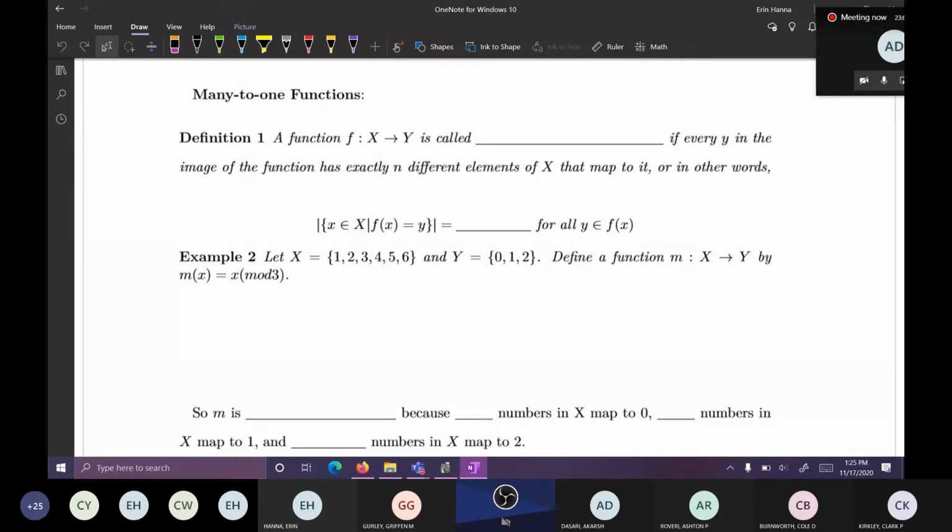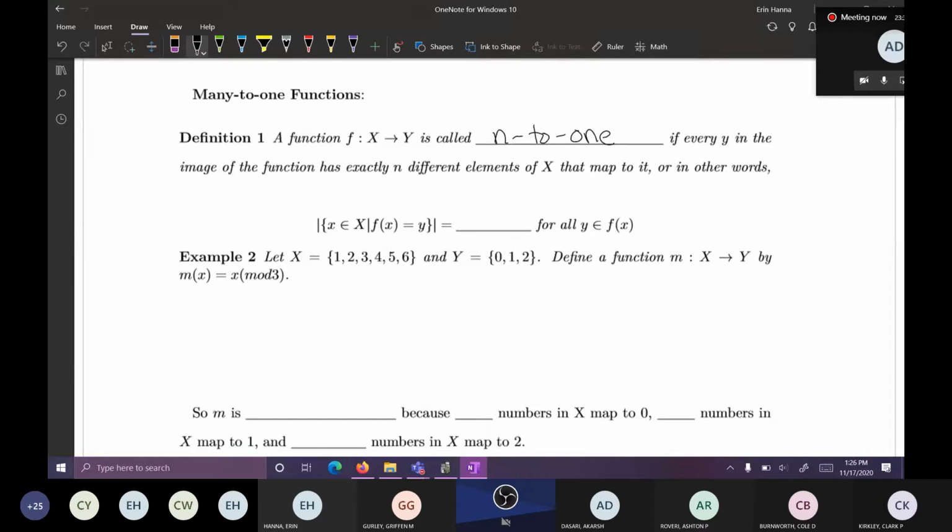So a function from some x to y is going to be called n-to-1 if every y, the image of the function, so essentially every output, has exactly n different elements of x that map to it. So remember, we can have multiple inputs mapping to the same output, so that's perfectly okay. So this is essentially saying that we have n inputs mapping to the same output.